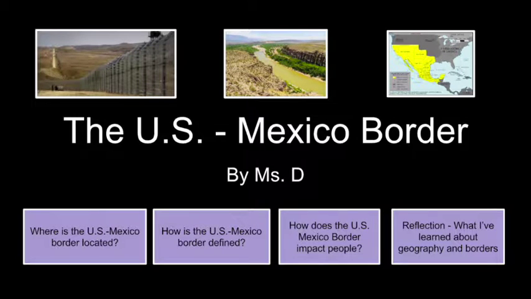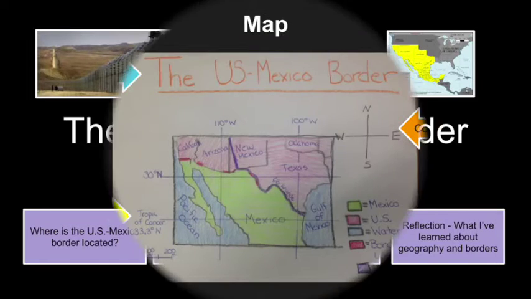The U.S.-Mexico border. Today you will learn where the border is located, how the border is defined, how the border impacts people, and a reflection of what I have learned in this unit.